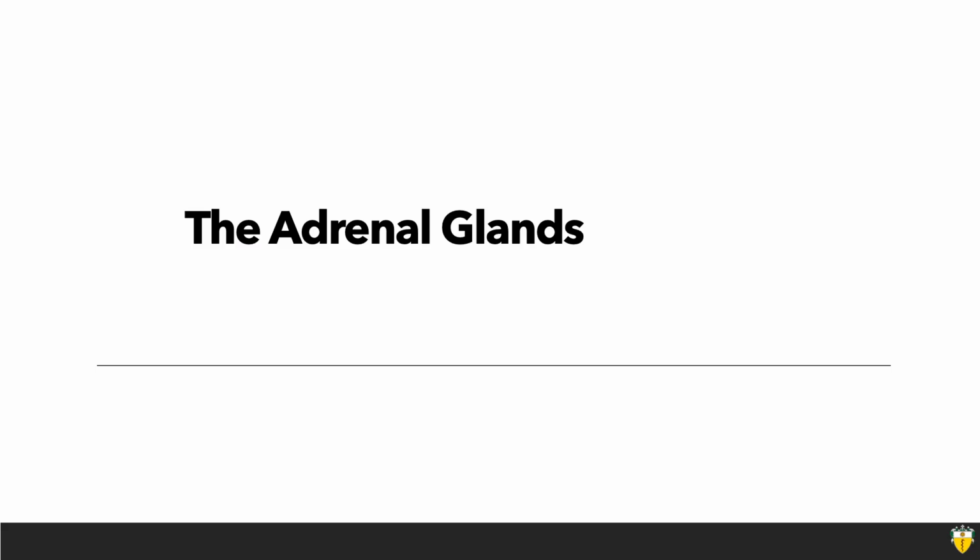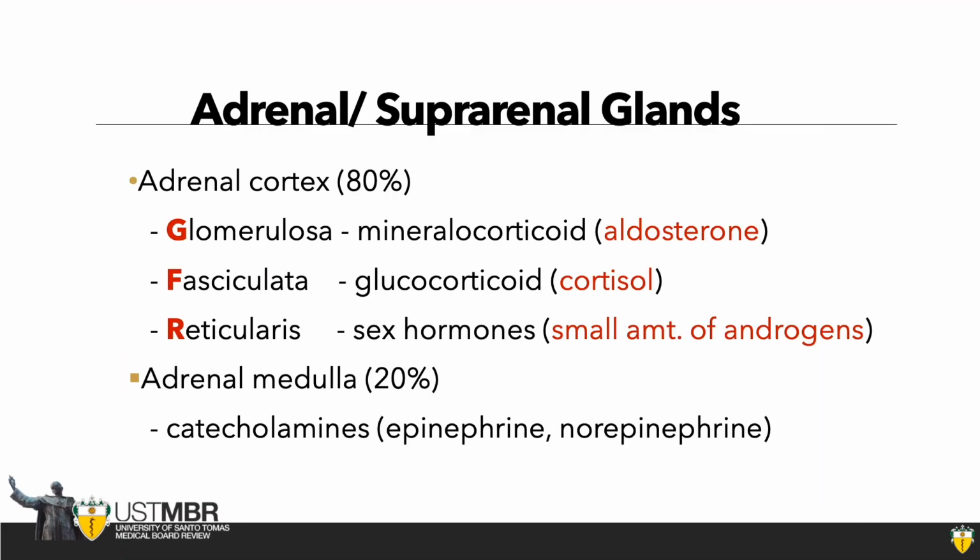Let's go and talk about the adrenals. In anatomy or histology, they told you how to remember the two general layers, the adrenal cortex and the medulla. Under the adrenal cortex, you have GFR. Memorize it a bit, not necessarily for endocrinology. It will come out in other subjects.